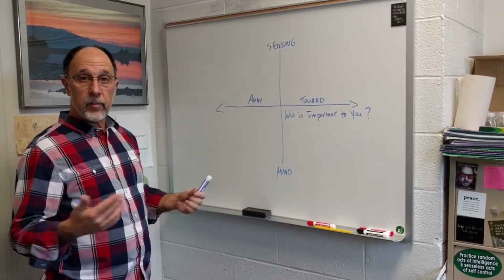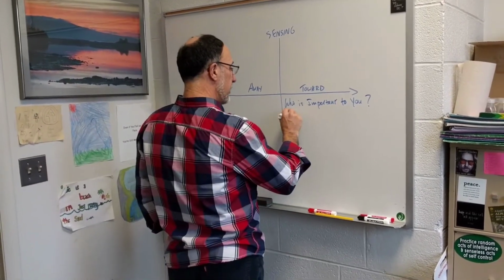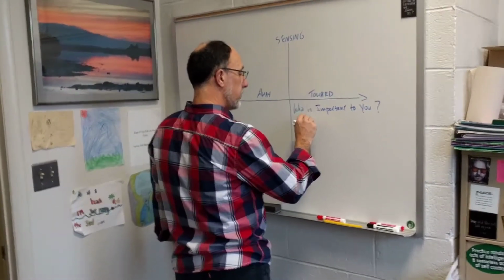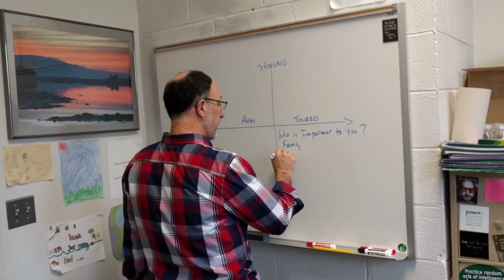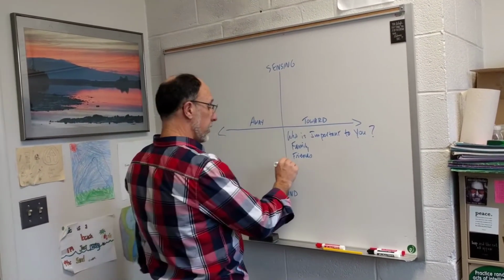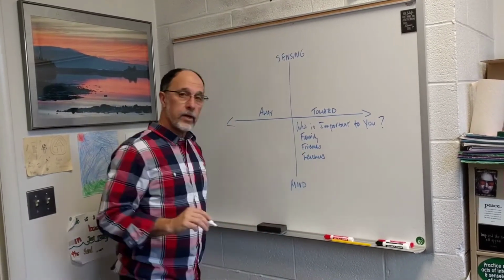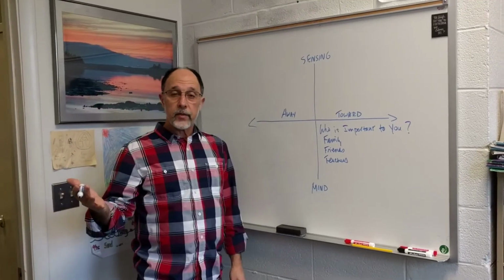Typically, if I'm asking a student that's coming in to see me, they're going to tell me that, well, their family would be important to them. I write it on the board. And they might tell me their friends are important to them. A lot of them will say that their teachers are important to them. So we start out with a little conversation like that.